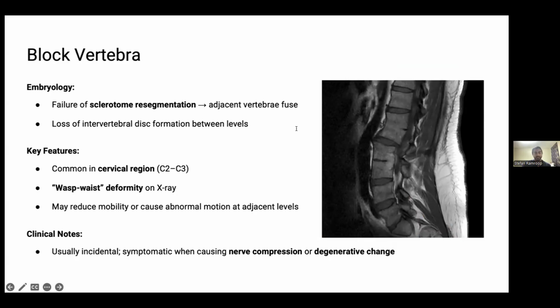Most cases are asymptomatic, but if the fused segment alters alignment, you can get nerve compression, torticollis, or even vertebral artery stretching if you have a high cervical lesion.